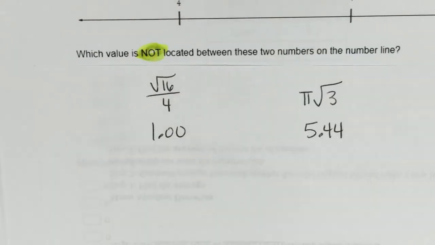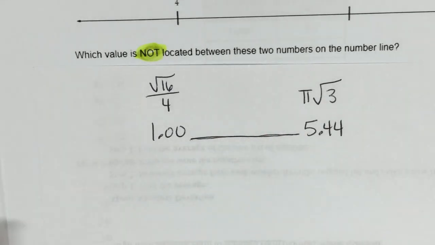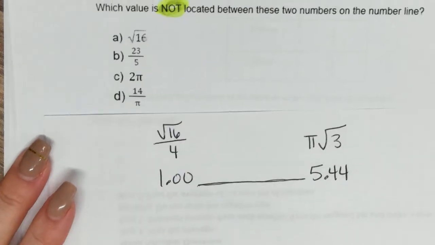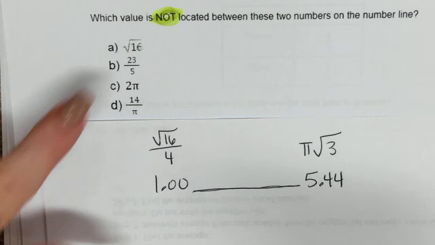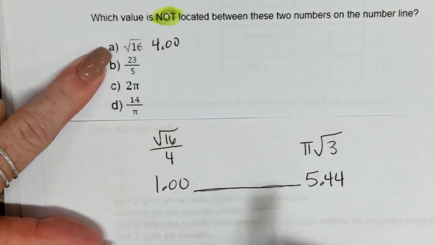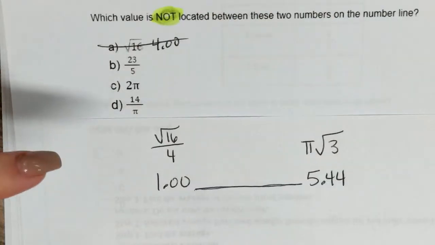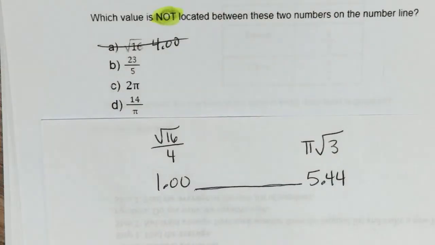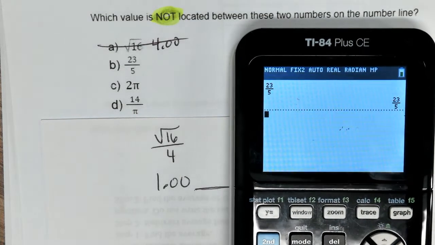The question says, which value is not between these numbers? So I'm looking for the one that would not fit between them. So what do I need to change all of these numbers to? All right, the square root of 16 is $4. Would $4 fit between them? So that is between, and I'm looking for the one that is not. So 23/5. I don't know it. How much money? Oh, math, decimal.